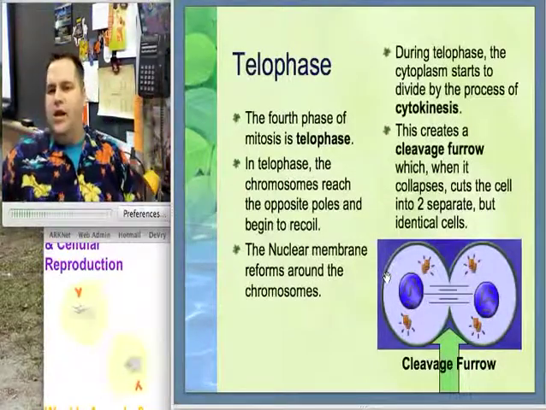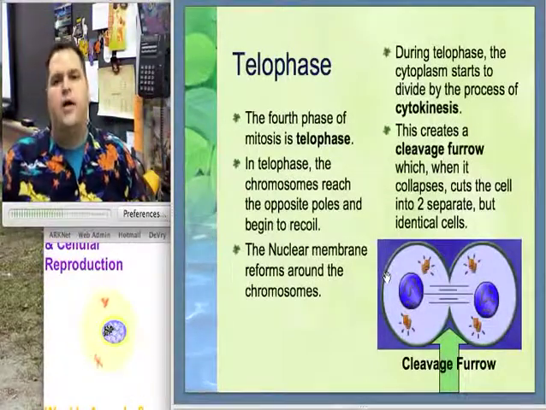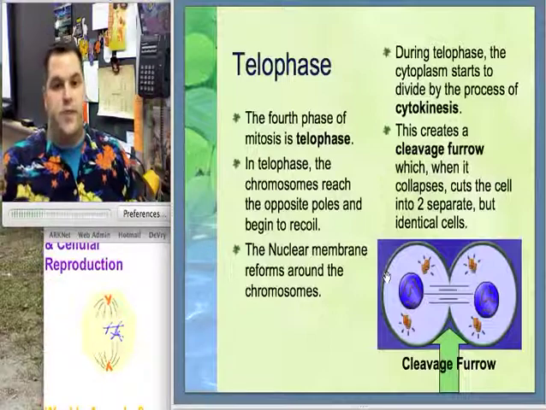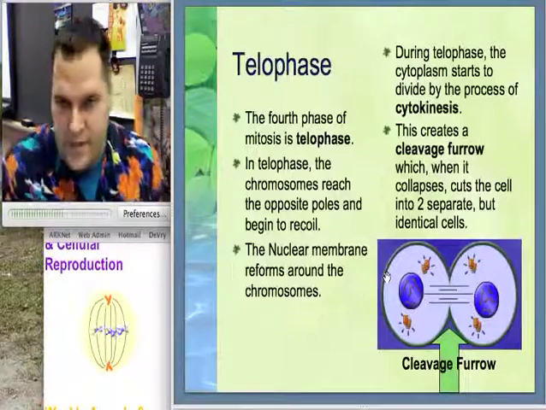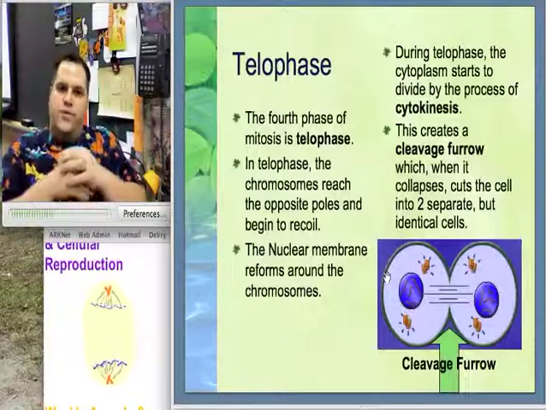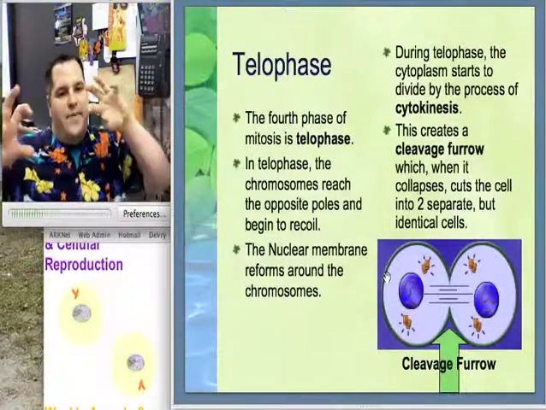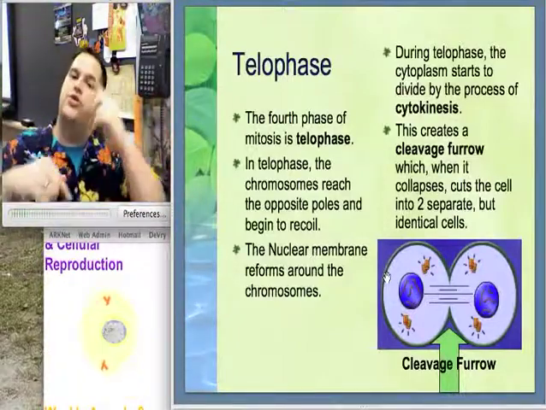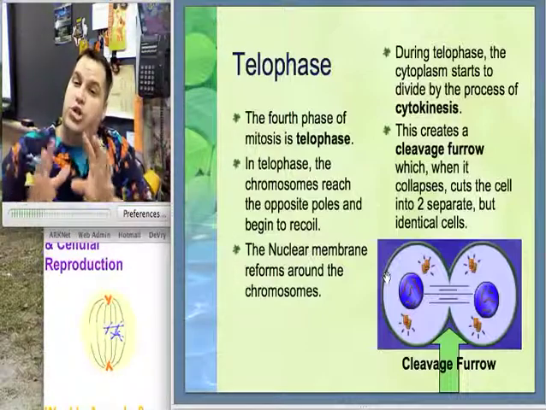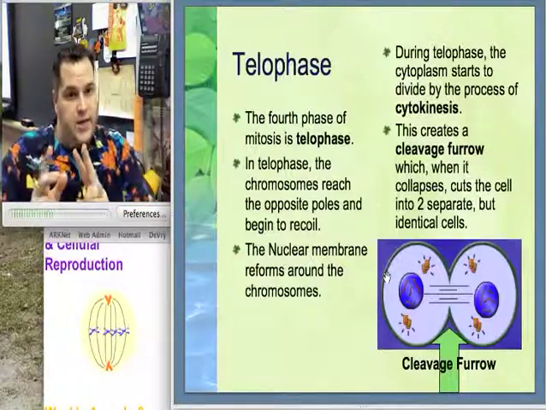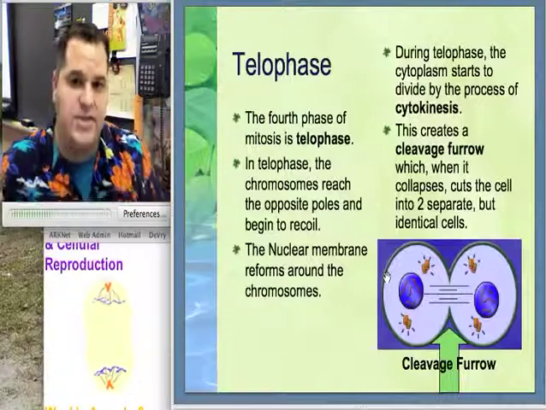Finally, we have telophase. Ta-da! That's the only T that I could come up with for telophase. The fourth phase of mitosis is telophase, and in this, chromosomes reach the opposite poles and begin to recoil. This means that the nuclear membrane is going to form, and we're going to start to look like two separate cells. At the end of telophase, cytokinesis happens.